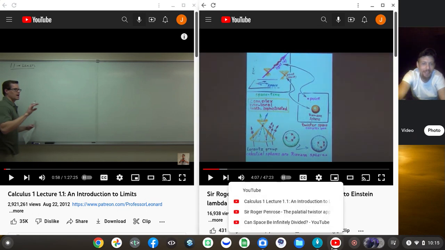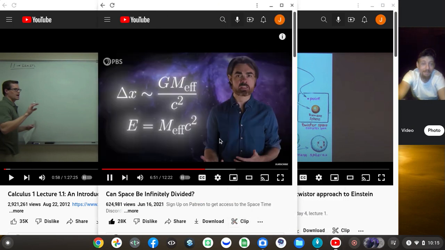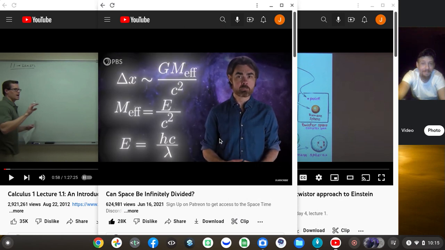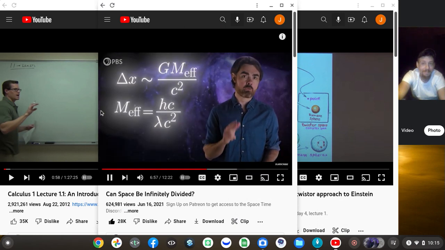Okay, let's get back to the space-time bits here. The mass of our photon is its energy over c squared, and the energy of the photon is Planck's constant times c squared over the wavelength.